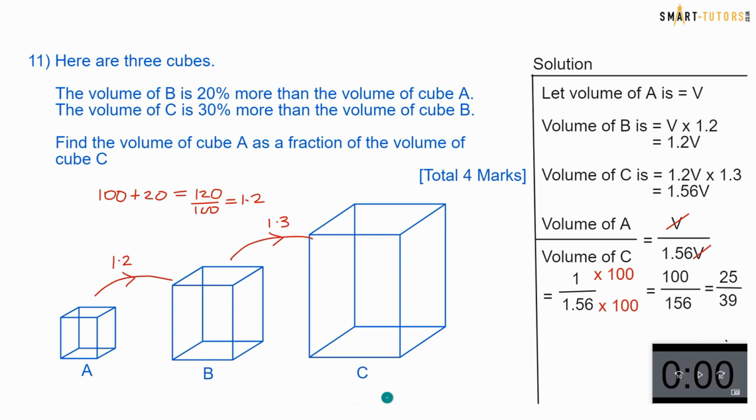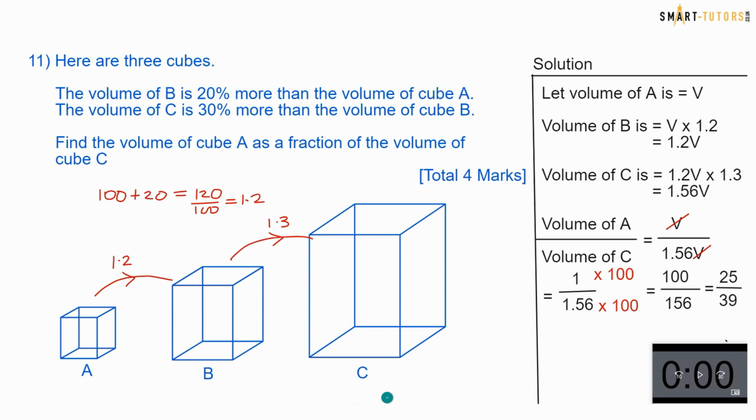Now read the question carefully. Find the volume of cube A as a fraction of the volume of cube C. So the volume of A is V. The volume of C is 1.56 V. So the V and V cancel. The answer is 1 over 1.56. To make it a fraction, times both sides by 100, which gives 100 over 156. Then I divide both by 4, which gives 25, and 156 divided by 4 is 39. So that is the answer for question number 11.